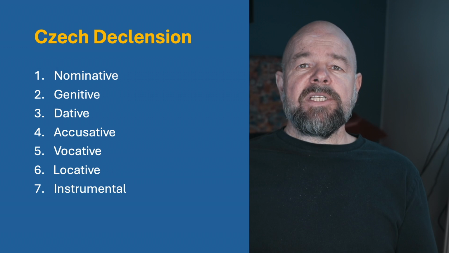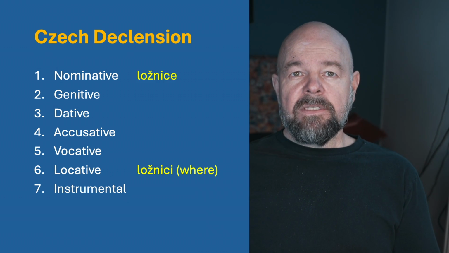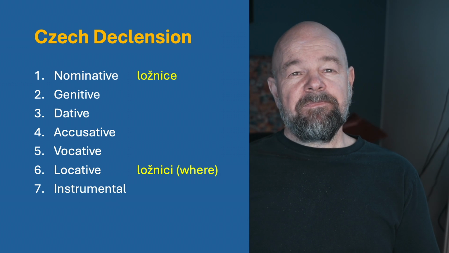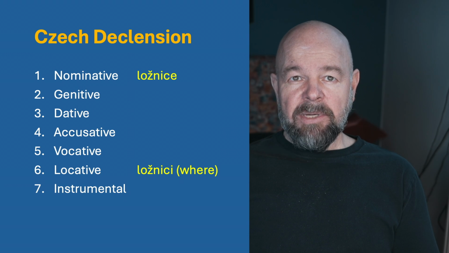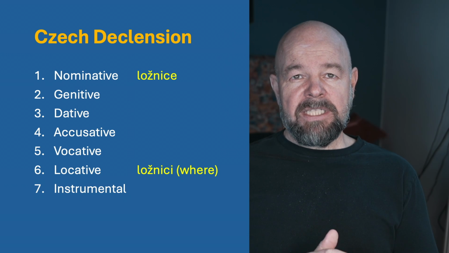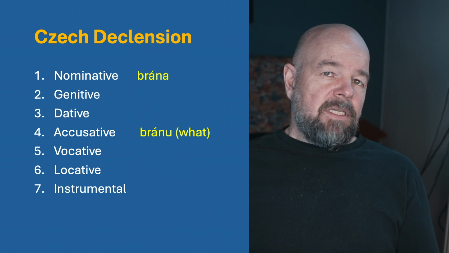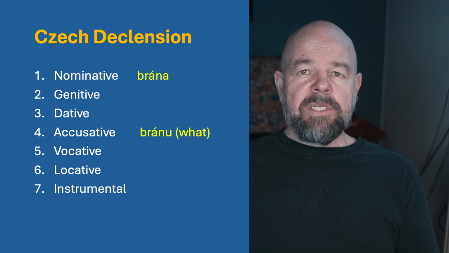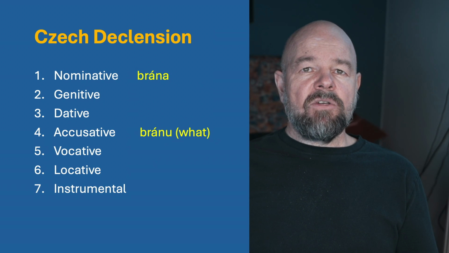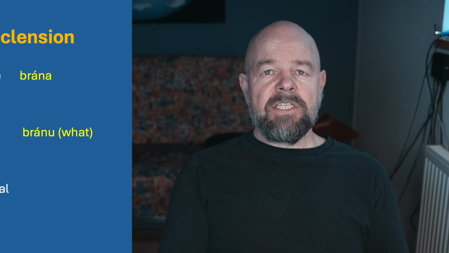The implications for Home Assistant are the following. Let's take the area, bedroom. When I say in the bedroom, this is locative. So in Czech, bedroom is ložnice, but in the bedroom is v ložnici, not v ložnice. Gate is brána in Czech, but to open the gate we use accusative. So open the gate is otevři bránu, not brána. So the form of the name keeps changing based on the context.